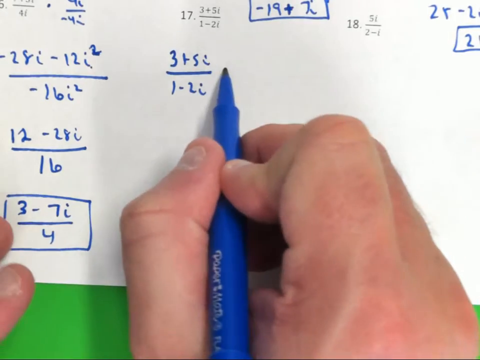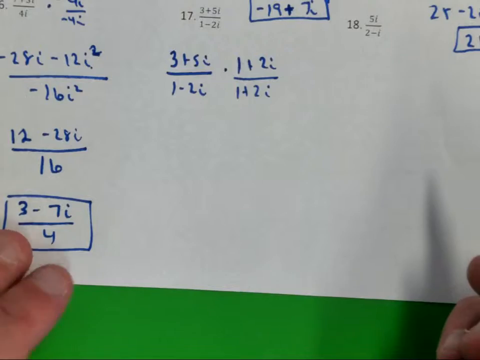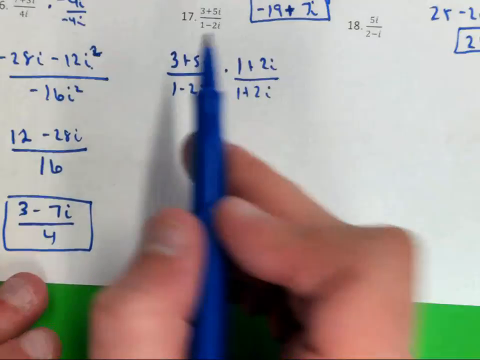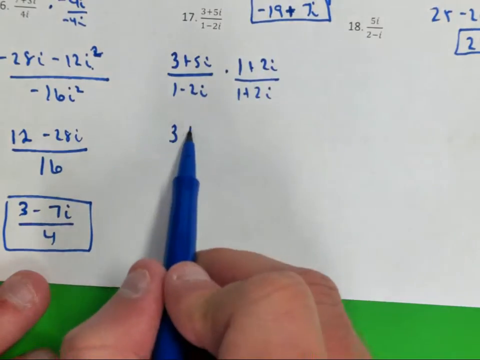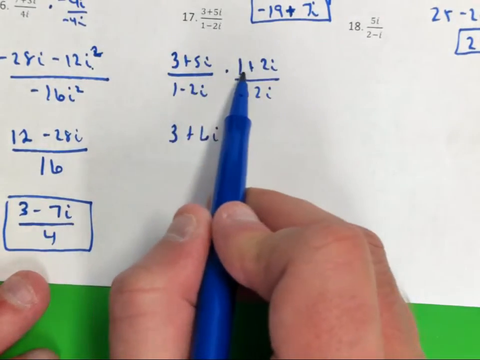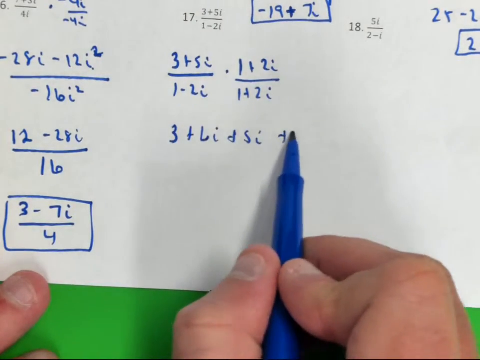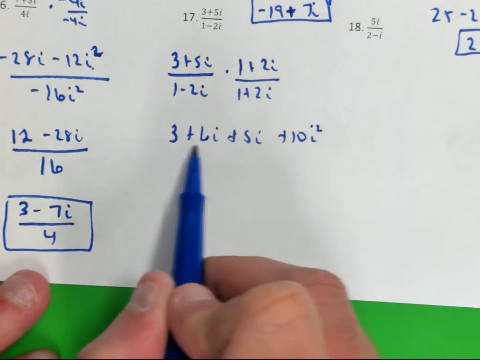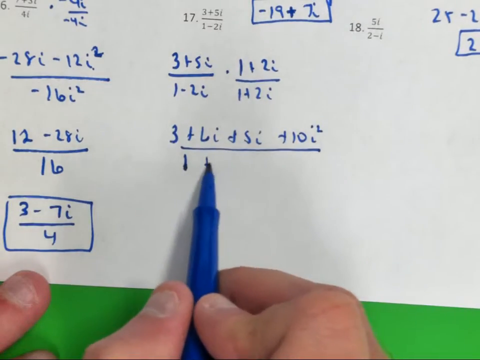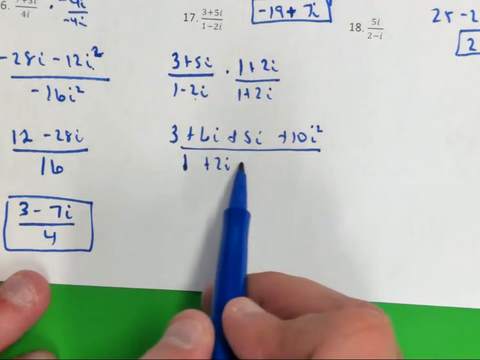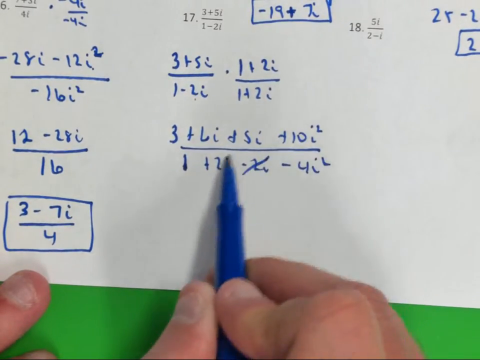Alright, now here I'm going to multiply by 1 plus 2i, 1 plus 2i. Three times 1 is 3. 3 times 2i is 6i. 5i times 1 is 5i. 5i times 2i is 10i squared. 1 times 1 is 1. 1 times 2i is 2i. Negative times a positive is a negative. Negative times a positive is negative 4i squared.